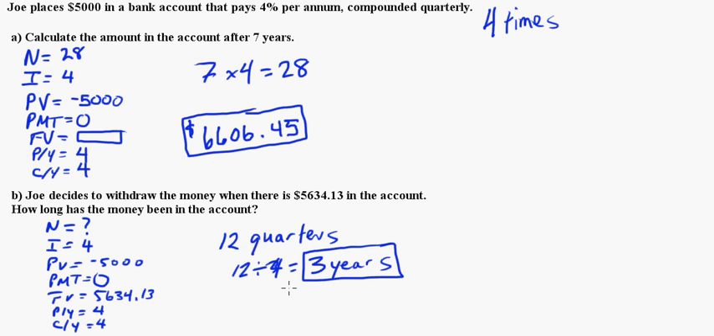Now, again, if I had made a mistake there, if I had said 12 years, that makes absolutely no sense because we had up here 7 years and it was only 6,600. This is less money. So you kind of have to use your common sense here. Anyway, the finance app, if you get good at it, is a really, really good tool to use.